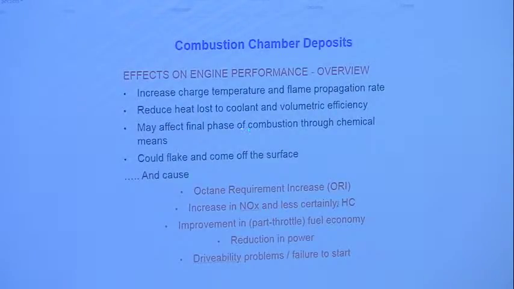And they may affect the final phase of combustion through chemical means. Because of the higher temperature, they increase the octane requirement. That means an engine which is tolerant to knock, once the deposit forms, will start knocking, basically. They increase nitrogen oxides, and much less certainly, because it's not very clear, hydrocarbon emissions.